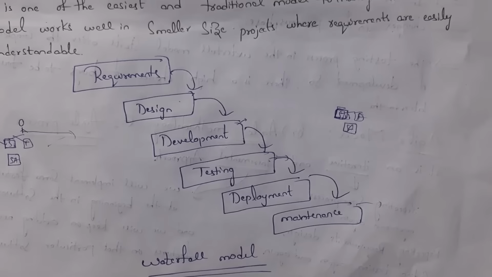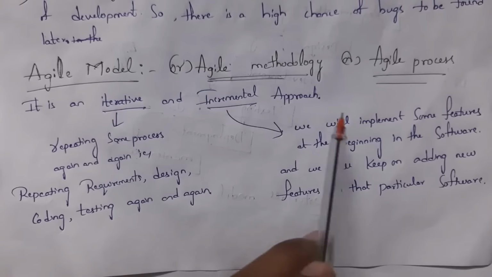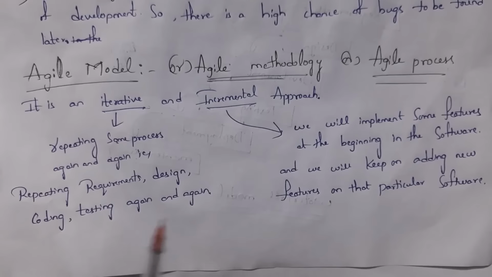This is the major difference between the waterfall model and the agile model. So the agile model is an iterative and incremental approach. Iterative is nothing but whenever we get any new feature, we need to repeat the steps. Whereas incremental approach is nothing but initially we will create software with very basic features and then we will keep on adding new features to that same software.